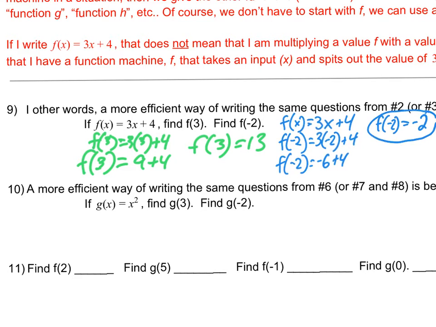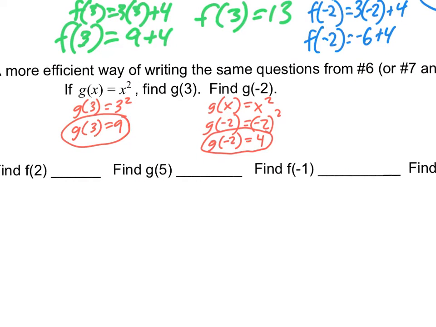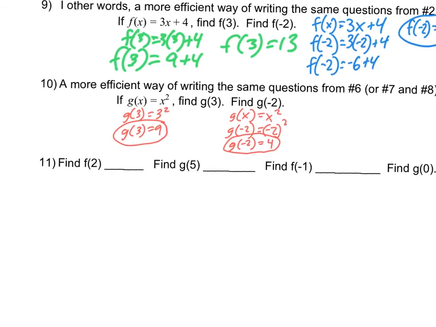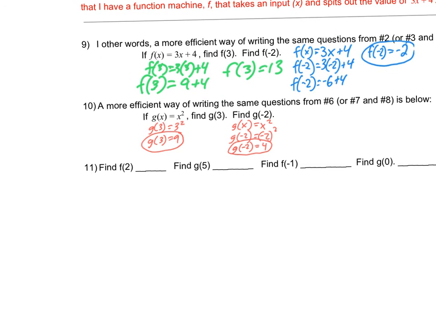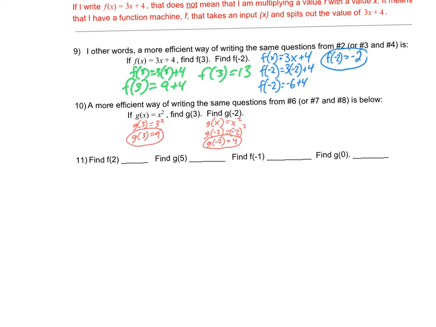Okay? So this is basically a new language, but we're learning the same thing that we just had in the upper part of the page here. All right, see if you can do the next one with the g of x. See if you can use that new language to find g of 3 and g of negative 2. All right, so there are the answers to that one. See if you can now go ahead and do number 11 on your own. Go ahead and find those 4 pieces of information.